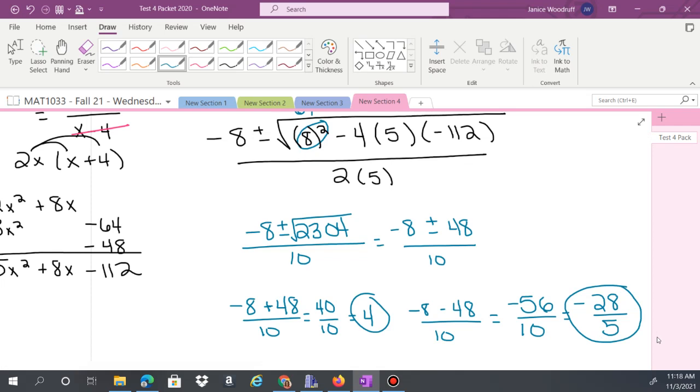And then I have to look at my restrictions. What are my restrictions? Negative 4 and 4. So 4 was a restriction, which means this guy has to get thrown out. So my only answer there is negative 28 over 5.